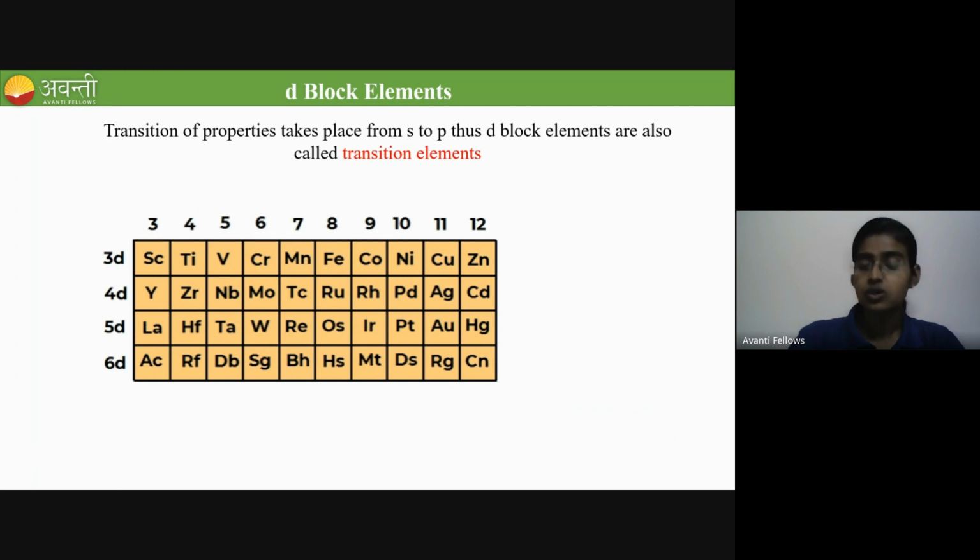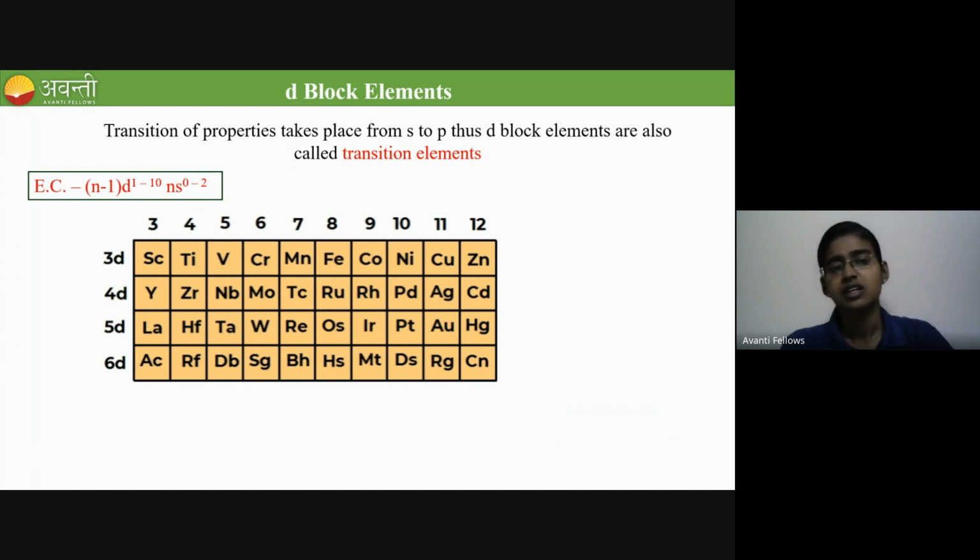D block also has a general electronic configuration, which you can see on the screen. It is (n minus 1) d 1 to 10, ns 0 to 2. In case of scandium, the configuration would be 3d1, 4s2. In case of titanium, it is 3d2, 4s2. Like that, it goes on till zinc. When you come to the 4d elements, which is yttrium, it starts from 4d1, 5s2. Moving on to the next element, zirconium, it is 4d2, 5s2. Like that, it goes on.